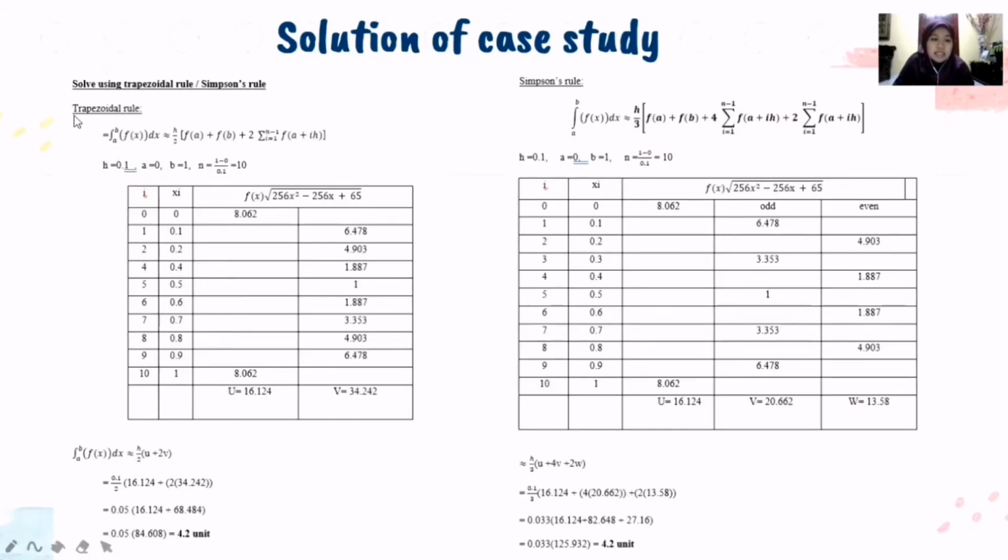So for this, we have two rules, which are the trapezoidal rule and Simpson's rule. So for this rule, okay, we know the formula. A until B, the limit, f(x) dx, is equal to h per 2 open bracket f(a) plus f(b) plus 2 summation f(a plus ih) close bracket.